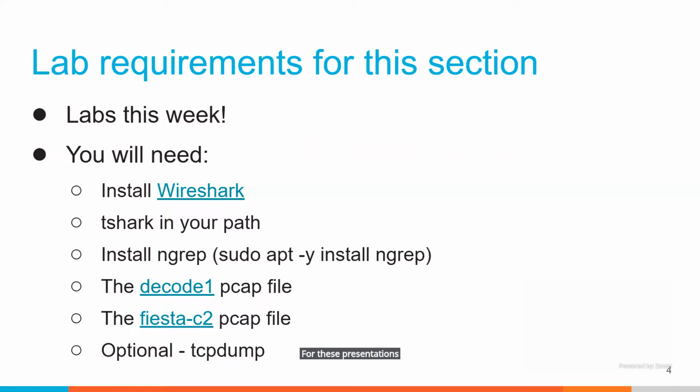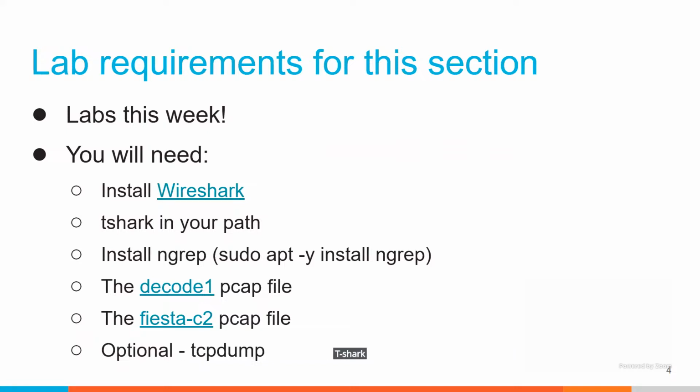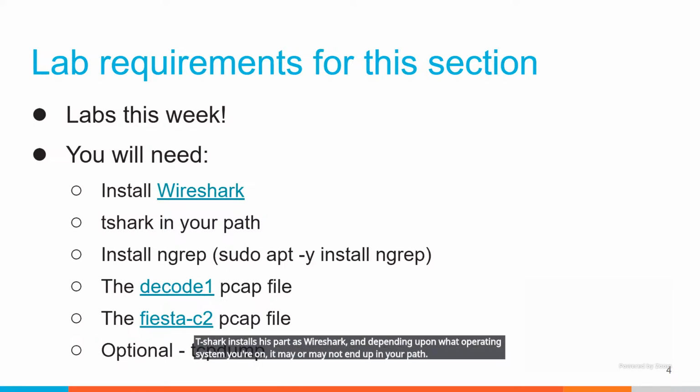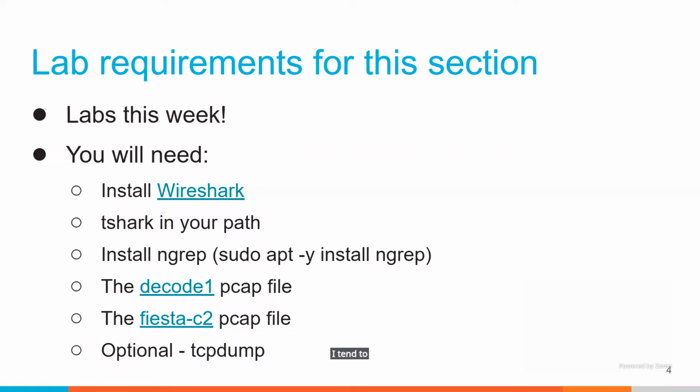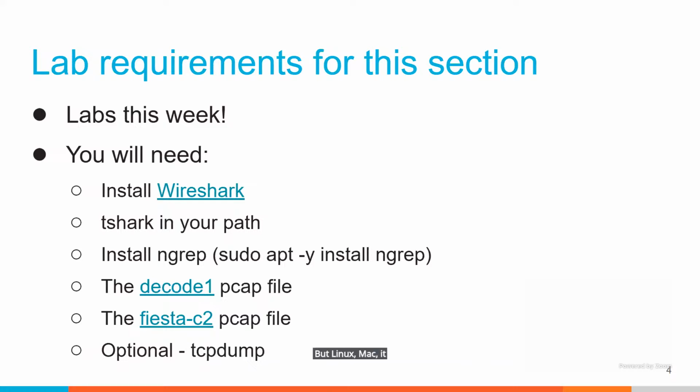Here's what you're going to need. We're going to do a little bit with Wireshark, so you're going to want to have that installed. TShark installs as part of Wireshark, and depending upon what operating system you're on, it may or may not end up in your path. I tend to find installing Wireshark on Windows doesn't put TShark in your path automatically. You've got to do it manually. But on Linux and Mac, it will actually end up in your path.